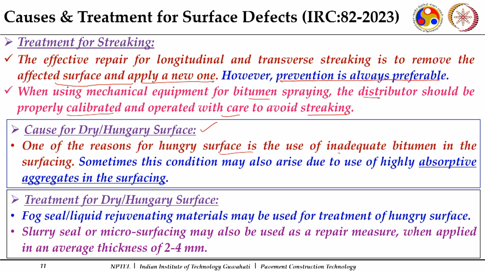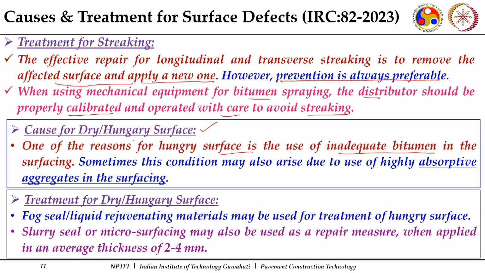cause behind it is the use of inadequate bitumen, because a common practice is to save the binder, as it is a very costly component in bituminous construction. So, if a lesser amount of binder is used than what is designed for a particular course, then you will have these kinds of hungry surfaces, and the fines will not be held properly in the surface.